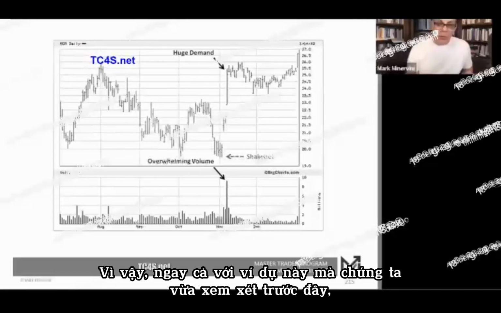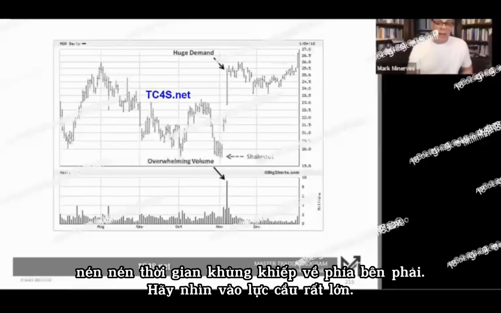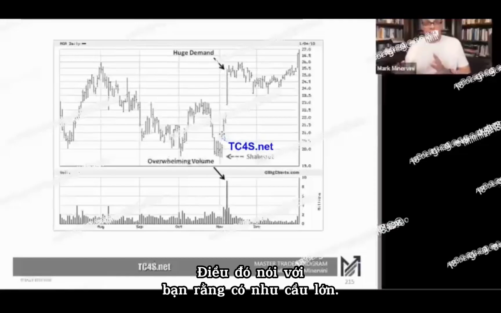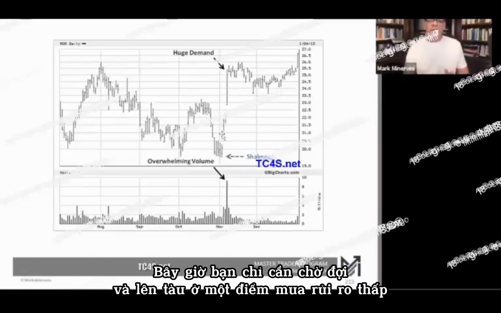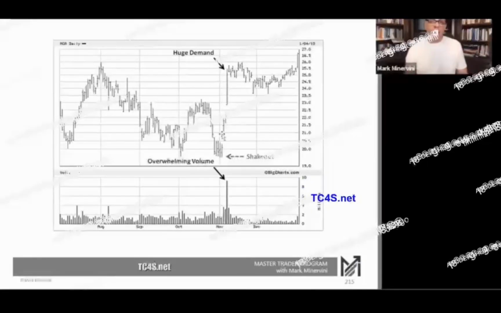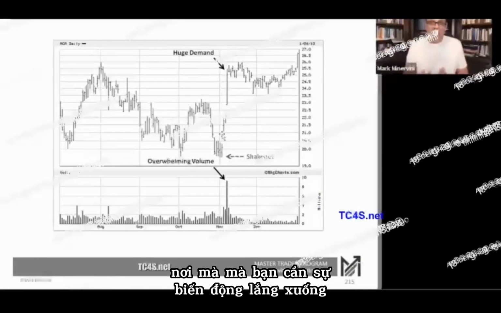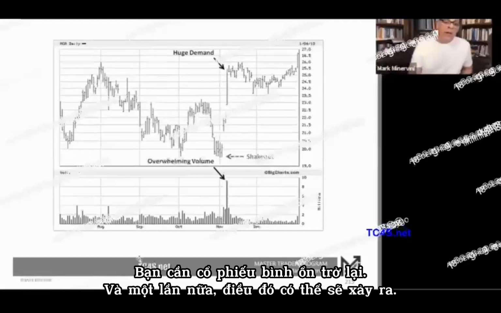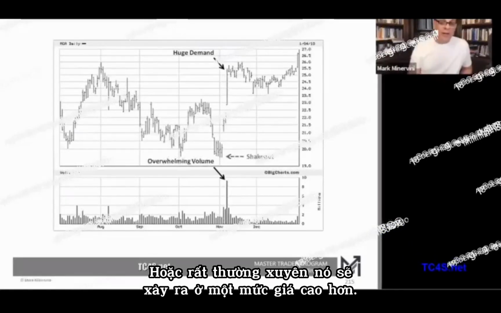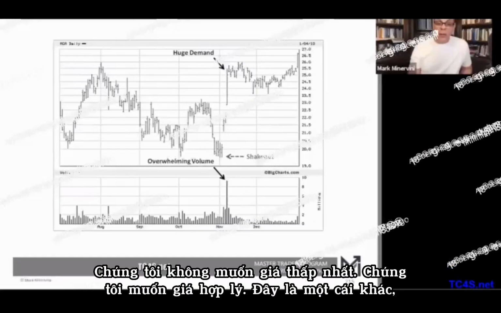So even with this one that we just looked at before, that was massively compressed on that right side, look at the huge demand. So that's telling you that there's big demand. Now you just need to wait and get yourself on board on a low risk buy point, which you need the volatility to calm down. You need the stock to calm down. And again, that's going to probably happen, or very often it's going to happen at a higher price. We don't want the lowest price. We want the right price.